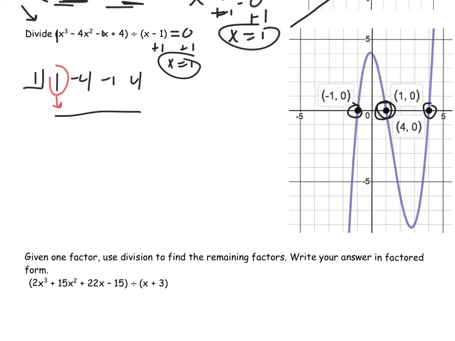So bring down the 1 first of all. You always bring that first number down. 1 times 1 is 1. We always add up the columns. Negative 4 plus 1 is negative 3. 1 times negative 3 is negative 3. Adding that up, I get negative 4. Remember, always add these columns. Take that number in the box there. 1 times negative 4 is negative 4. If we add up this column, we get 0. It divides in there evenly, and it should, because we're saying this is one of the factors, okay?